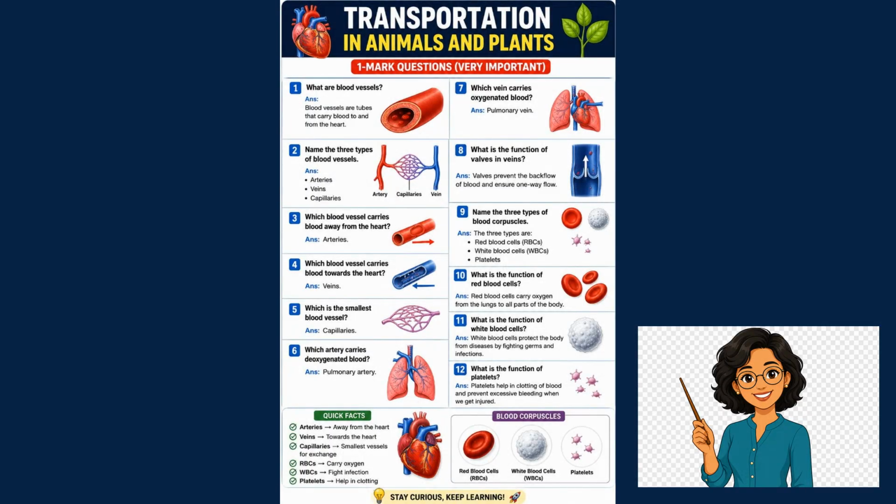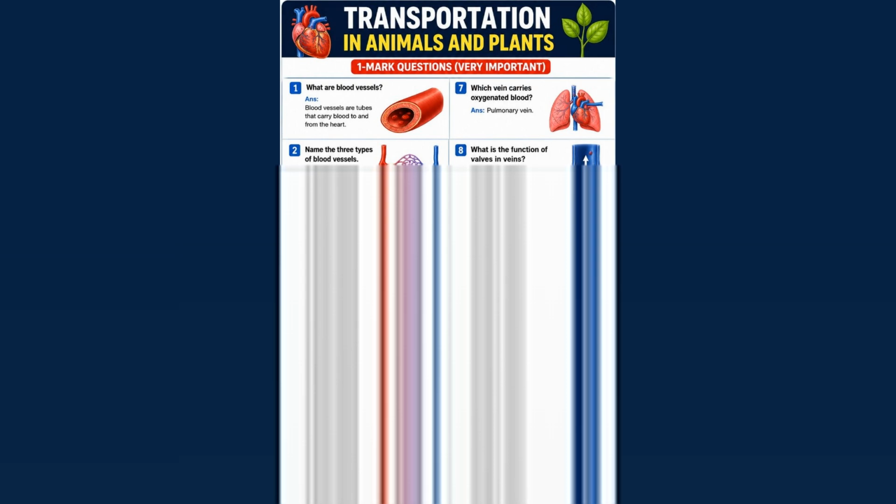Today we are doing a super fast revision of the chapter Transportation in Animals and Plants. Start. We begin with the basics, blood vessels and blood corpuscles.